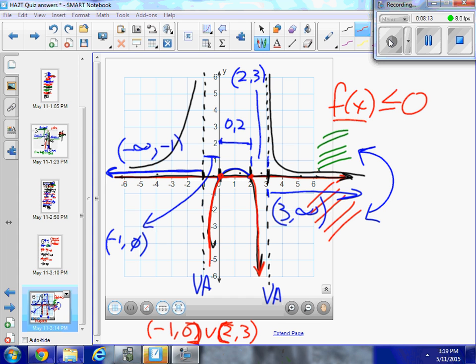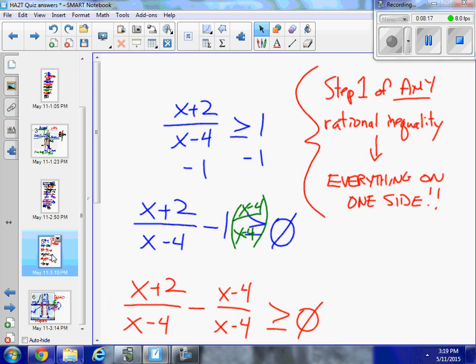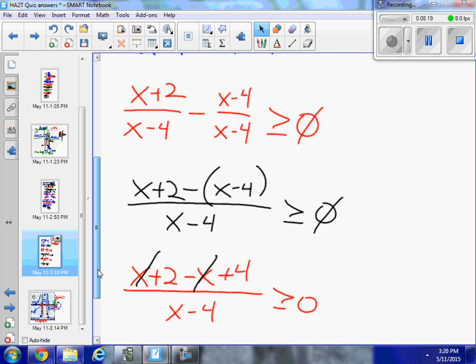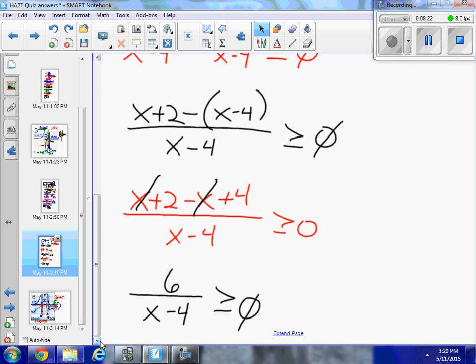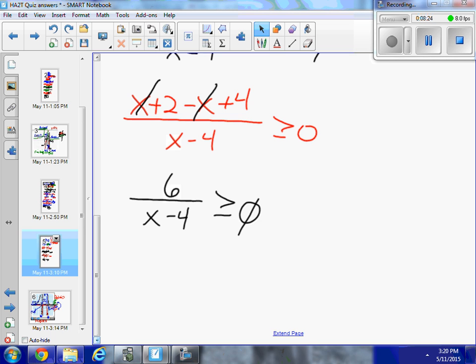So what do I do with that? Why am I going through all that rigmarole when that's not even my problem? Because I have a rational function here. And this rational function has a vertical asymptote at x equals 4. Because that's what would make our denominator equal to 0.